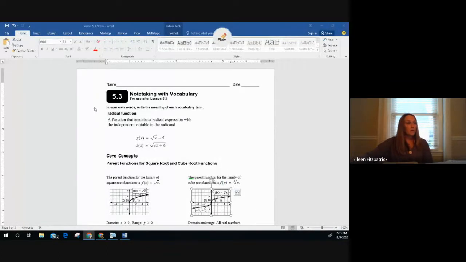Okay, so for lesson 5.3, as I said, we're going to be graphing radical functions. So first, let's define what a radical function is. A function that contains a radical expression with the independent variable in the radicand.